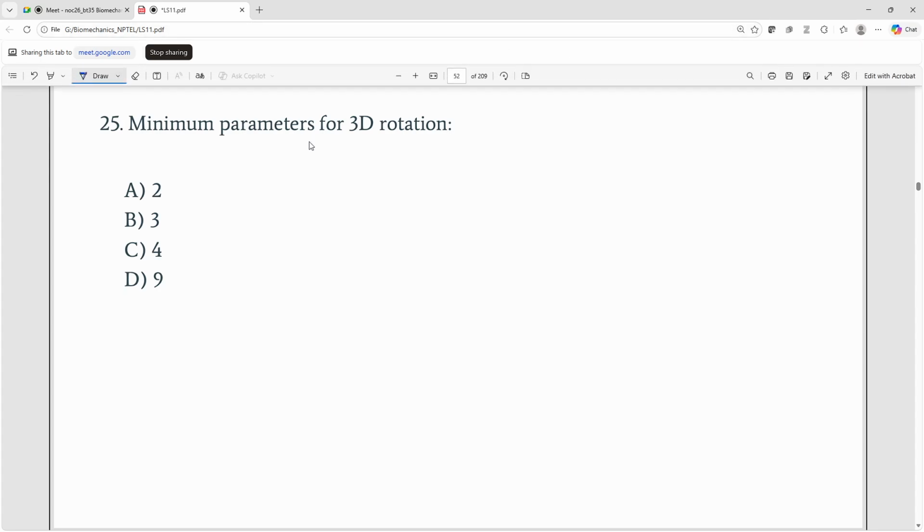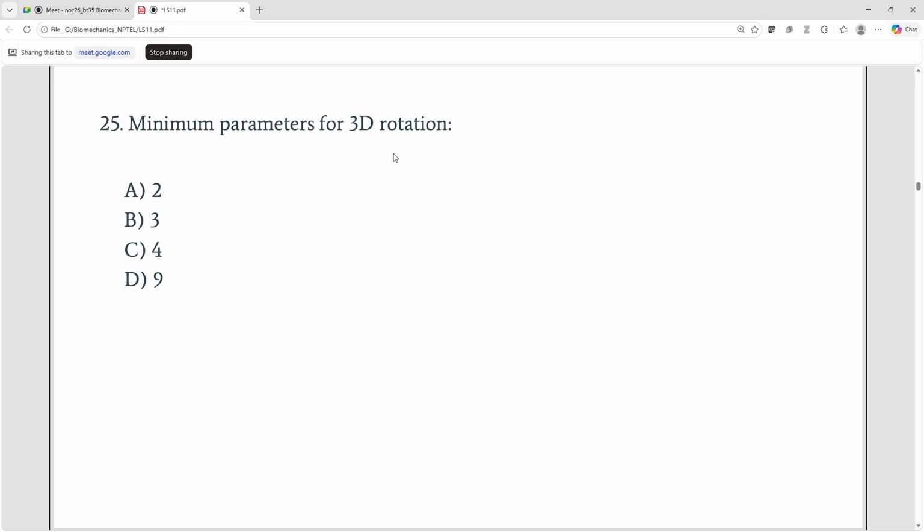So what is the minimum number of parameters for a 3D rotation? Is it option A 2, option B 3, option C 4, option D 9? What is the minimum required independent parameters for a 3D rotation?